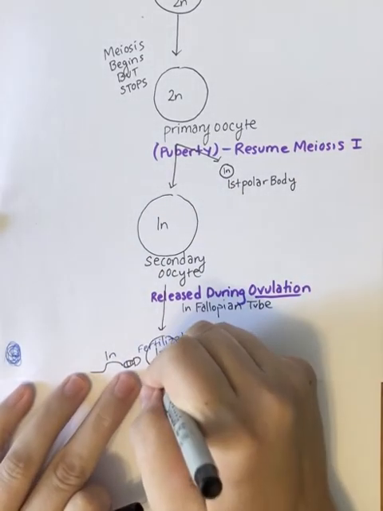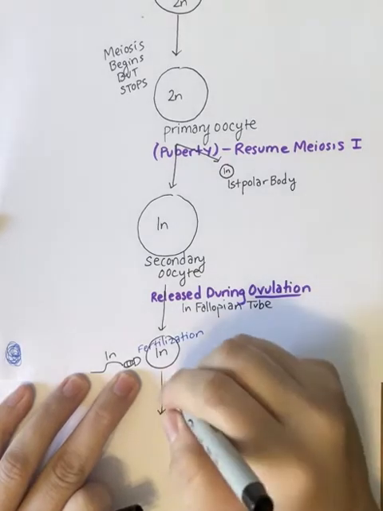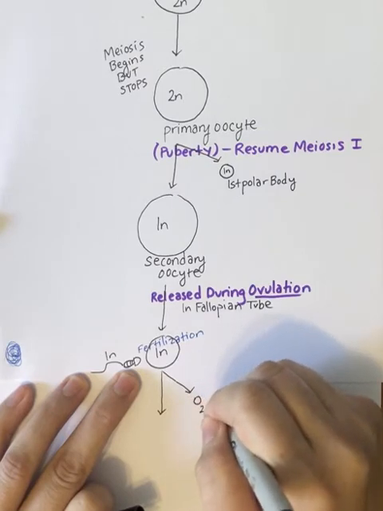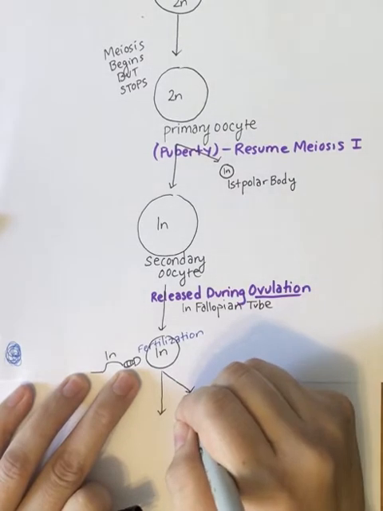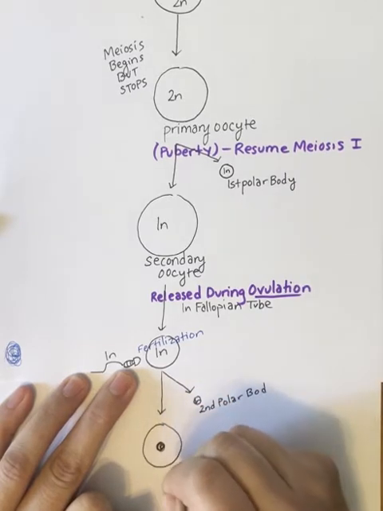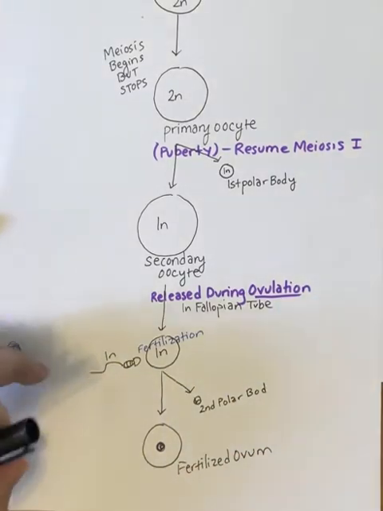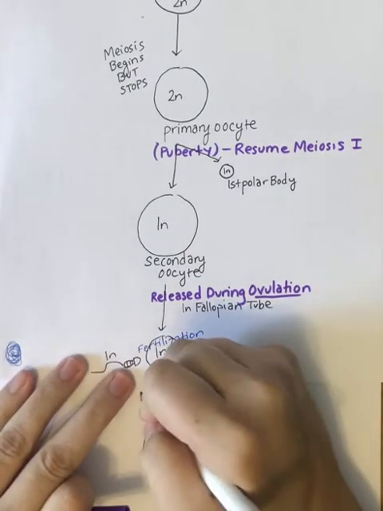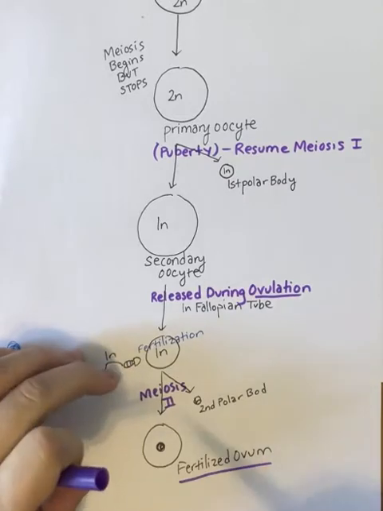I'm going to have to run onto my next paper because I ran out of room. So the fertilized secondary oocyte, once it's fertilized, will undergo meiosis 2, and it's going to make its second polar body, which is going to disintegrate, or basically goes away. It's nothing. And we're going to have our fertilized ovum. A fertilized ovum is a fertilized egg, which is going to travel to the uterus, and it's going to basically be a zygote, or a baby that implants itself into the endometrium of the uterus.